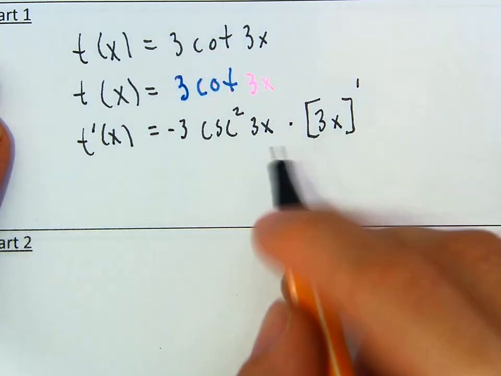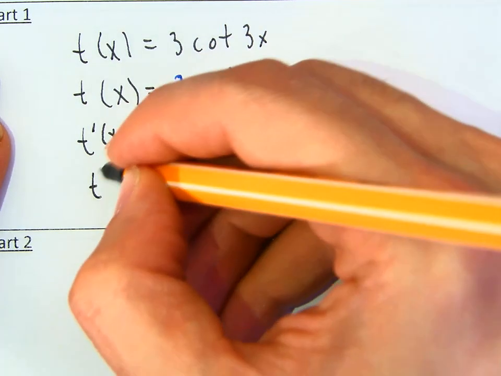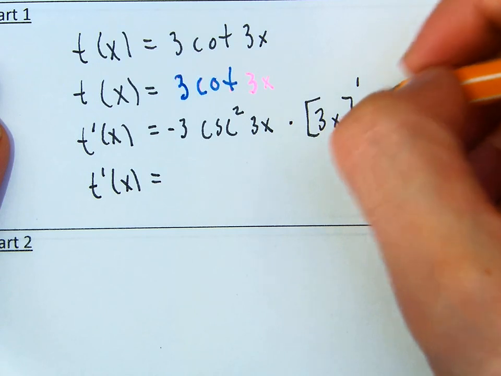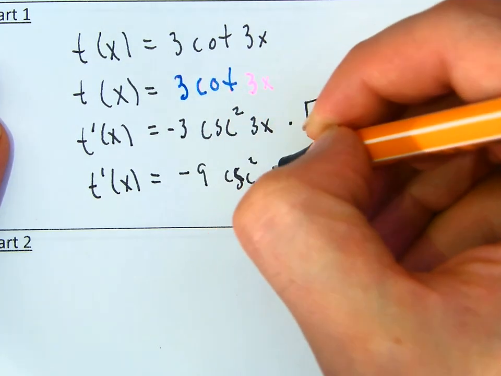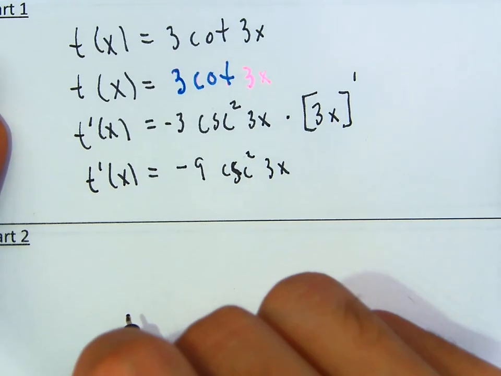Because you have to take the derivative of the outside and then take the derivative of the inside, so now t prime of x equals, this is 3, right? So this becomes negative 9 cosecant squared 3x, okay? That's part 1, just finding the derivative.